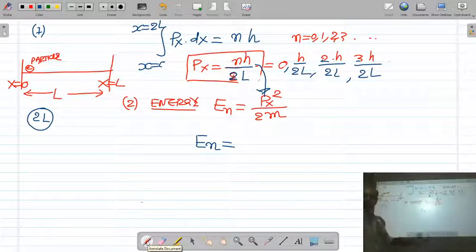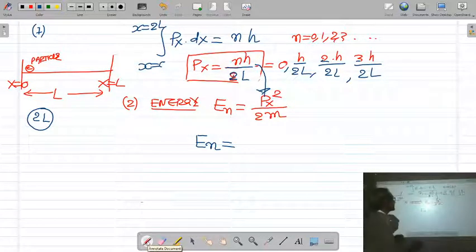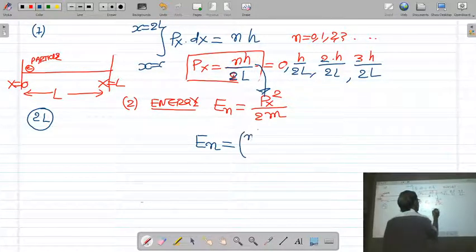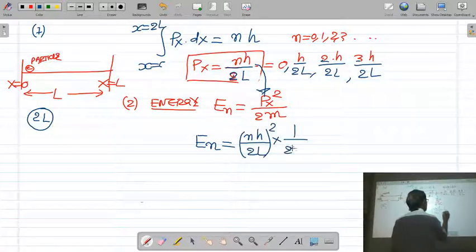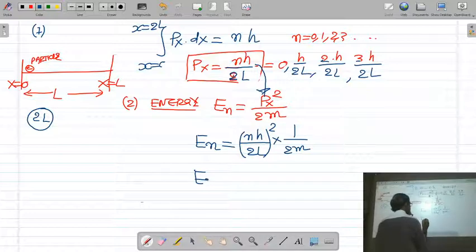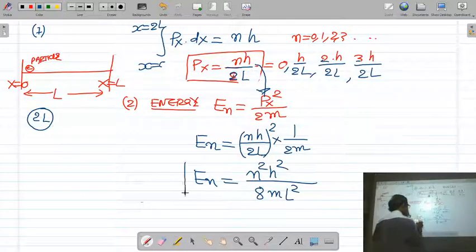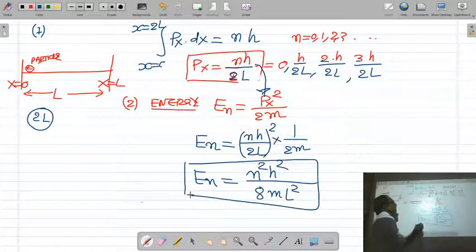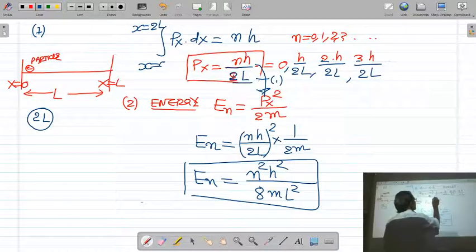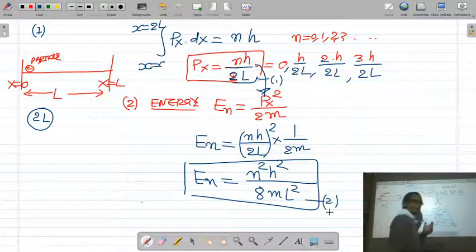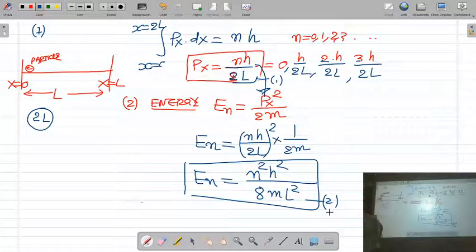The possible values of momentum of the particle are nh upon 2L. So (nh/2L) whole squared into 1 upon 2m. So the energy of the particle comes to n squared h squared, which is 4L squared into 2m, that is 8mL squared. So this equation gives the quantized values of energy of the particle moving in a one-dimensional box.